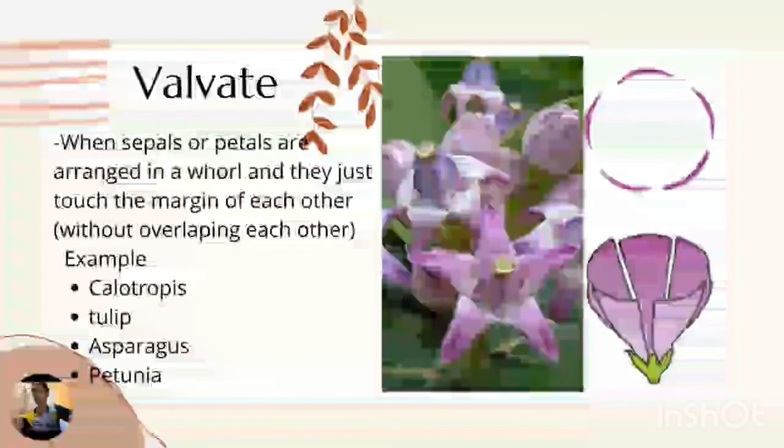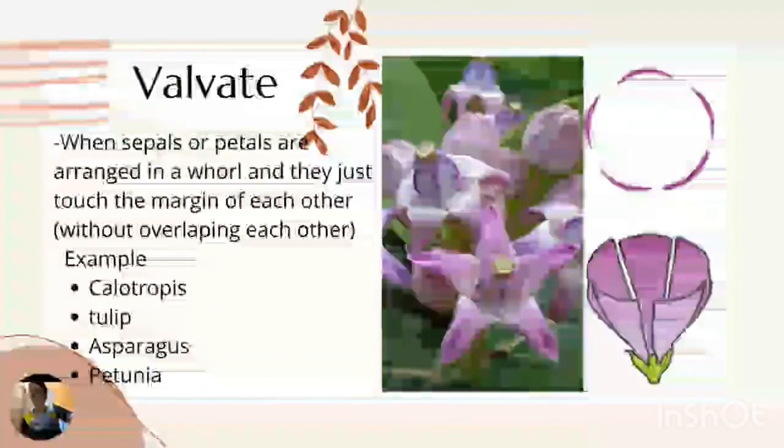Next, about valvate. Valvate is when sepals or petals are arranged in a whorl and they just touch the margins of each other, without overlapping each other. Examples of valvate flowers are calotropis, tulip, asparagus, and petunia.